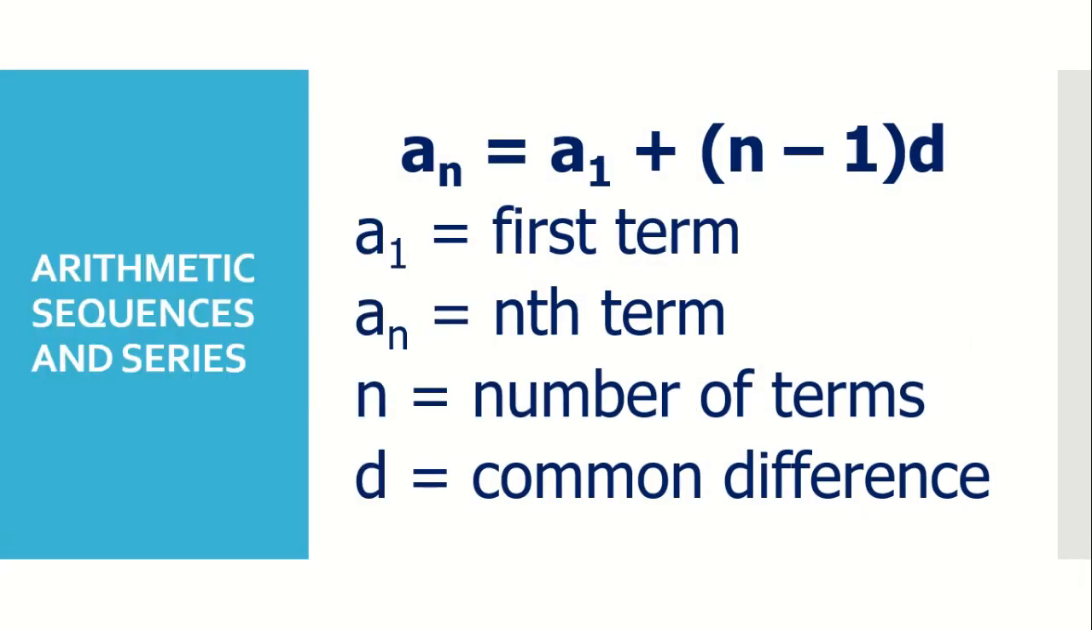Using this formula, our a sub 1 refers to the first term. Our a sub n refers to the nth term or the last term. Our n refers to the number of terms or term number. And our d refers to the common difference.